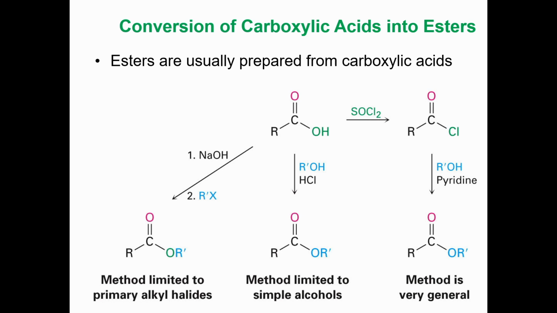First, convert the carboxylic acid into a salt by reacting with sodium hydroxide. So we're going to form that; hydrogen will go and sodium will replace. So we're going to form sodium ethanoate. This sodium ethanoate is going to react with alkyl halide to form our ester, but this method is limited to primary alkyl halide.